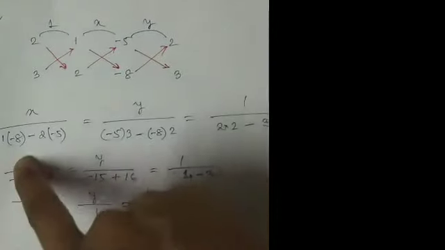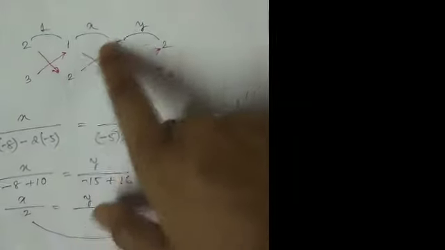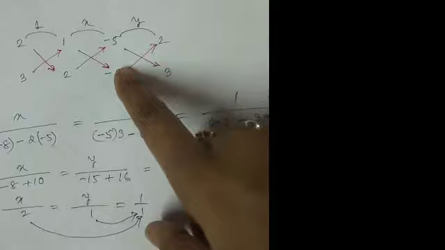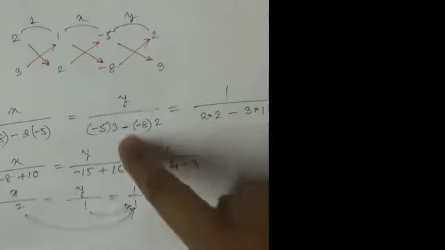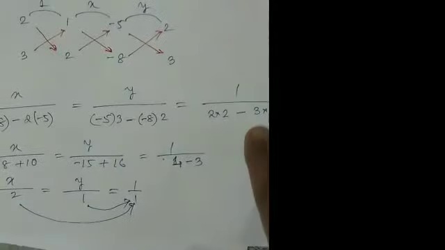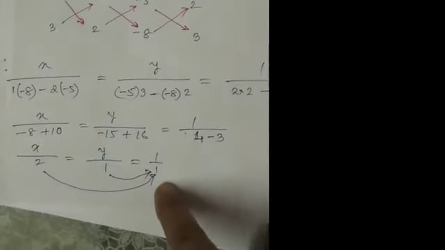When you take x, always you come this way, 1 into minus 8. Then this minus sign is to be placed always. Means before multiplying, from the product of this is to be subtracted the product of this. So first this multiplication, then put minus, then this multiplication. Here also the y value: minus 5 into 3 minus 8 into 2. Then here, 2 into 2 minus 3 into 1.